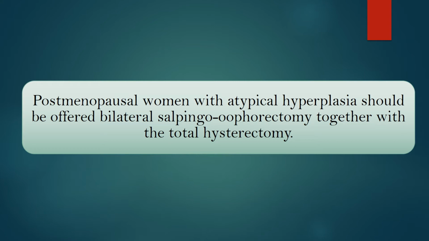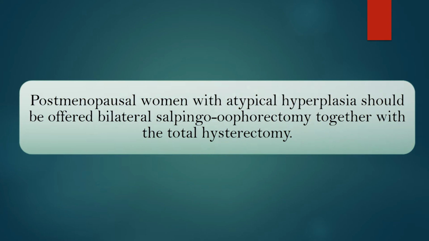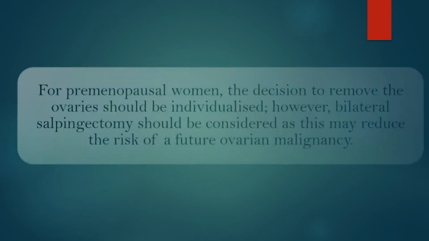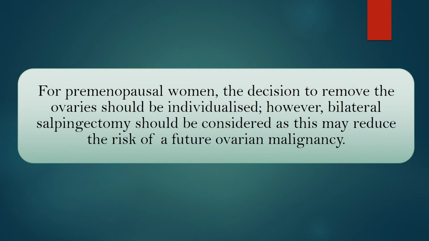Postmenopausal women with atypical hyperplasia should be offered bilateral salpingo-oophorectomy together with the total hysterectomy. For premenopausal women, the decision to remove the ovaries should be individualized. However, bilateral salpingectomy should be considered as this may reduce the risk of a future ovarian malignancy.